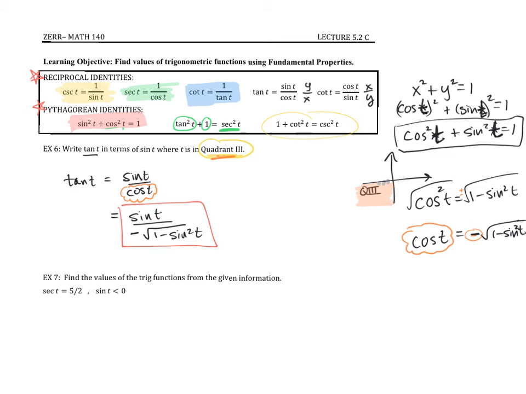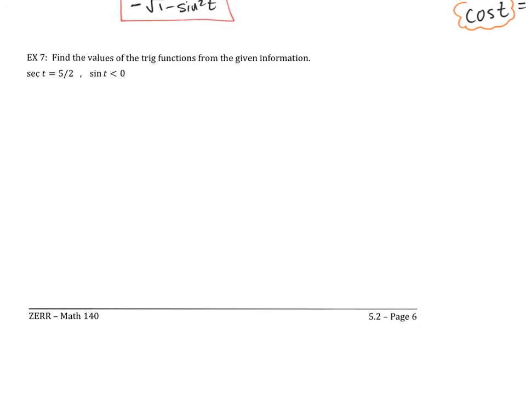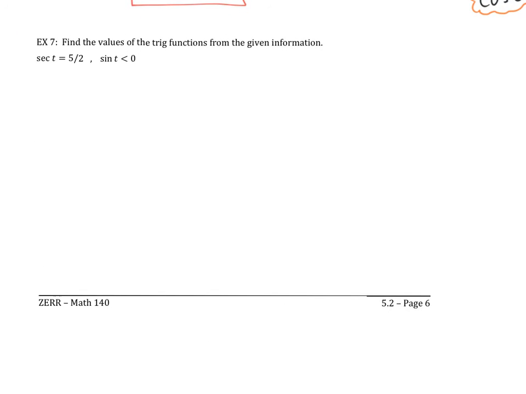Here I need to find all the values of the trig function. So that's our big goal in section 5.2. It's all about finding the values of trig functions. And these are little puzzles. We're trying to figure this out. We have two hints. We're given the value of secant, and the value of secant is positive. Here the sign is negative.